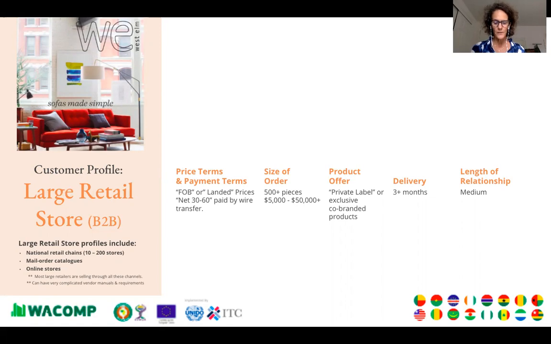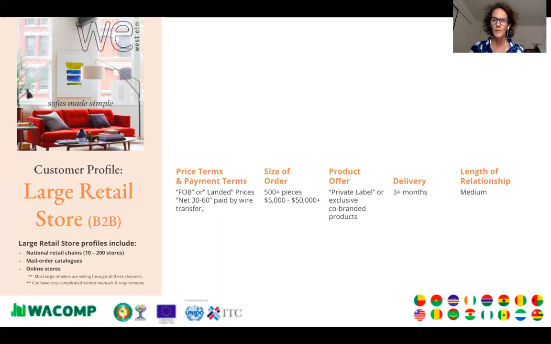While these stores are often the ones that global enterprises want to sell to or dream of selling to, they can be quite challenging to work with. They expect FOB or landed prices. They want to pay net 30 or net 60, which means they will pay you 30 to 60 days after they receive your products. They can place quite large size orders, 500 or more pieces, orders that might range anywhere from $5,000 to $50,000 or more.